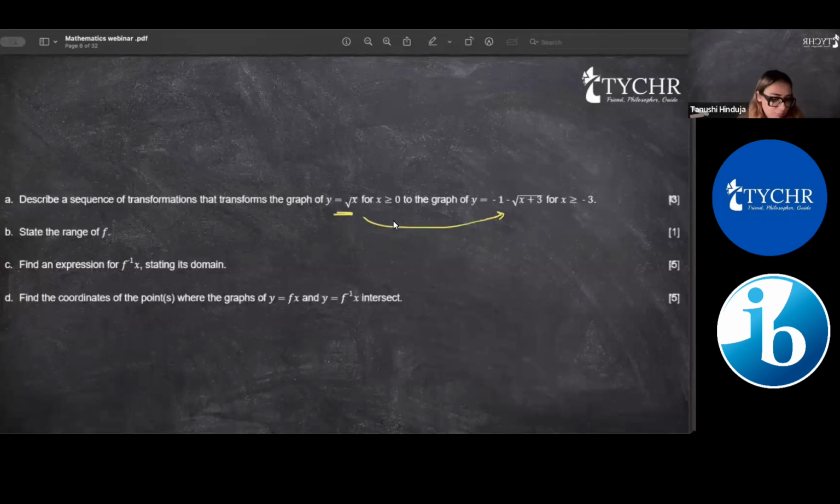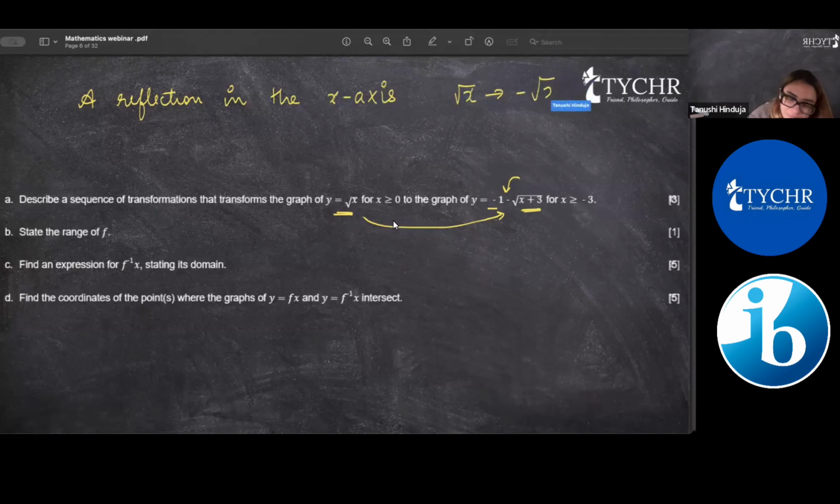So first off, we would want the plus 3 inside the root. So whenever I'm adding something to x, I'm moving to the left. And then we also have the negative sign here in the front, which will make a reflection in the x-axis. And then we also have a vertical translation. So we could go about with a reflection first. So a reflection in the x-axis, that's because of the minus sign in front. So that would take root x to minus root x.